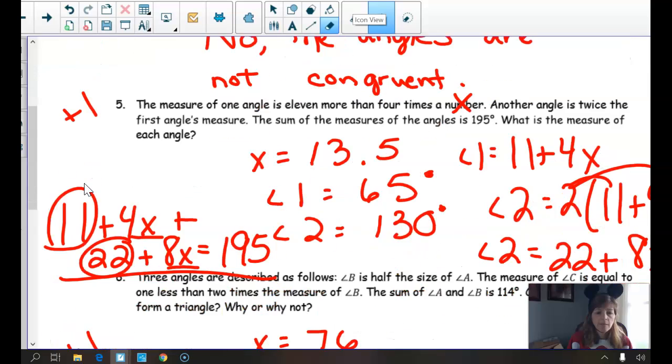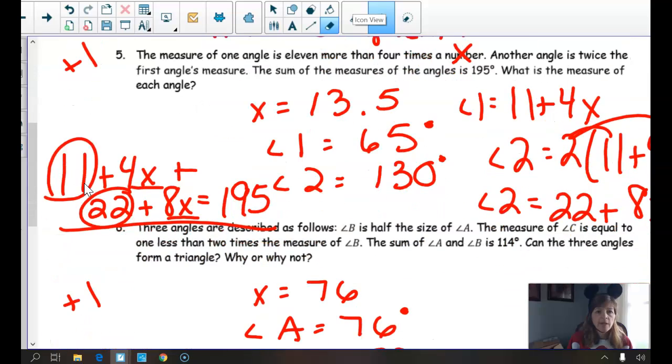All right, let's go over to number 5. The measure of one angle is 11 more, so 11 plus 4 times an angle, so 11 plus 4x. The other angle is twice the measure of the first angle. So if you look at this, twice that whole thing. So I put the expression for angle 1 inside parentheses, and then I distributed the 2. Okay, you'll have to do that in order to get this one correct. And then, of course, we're going to add those together as your like terms, and you'll get 195. And just solve for x.